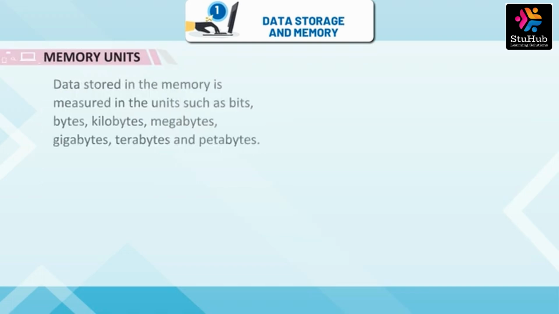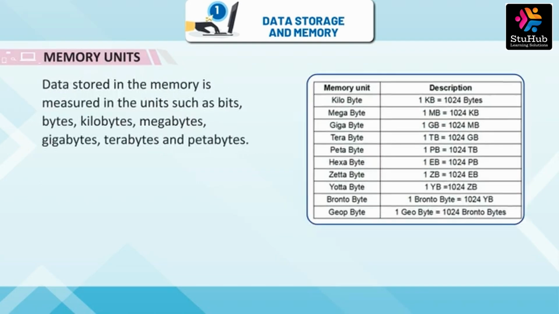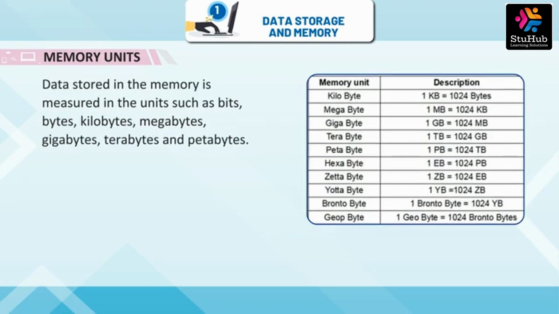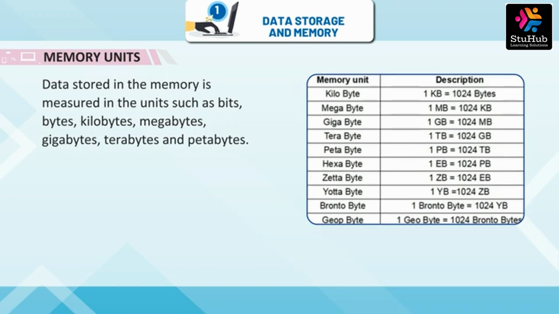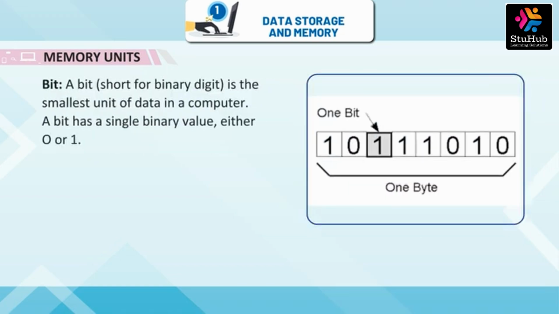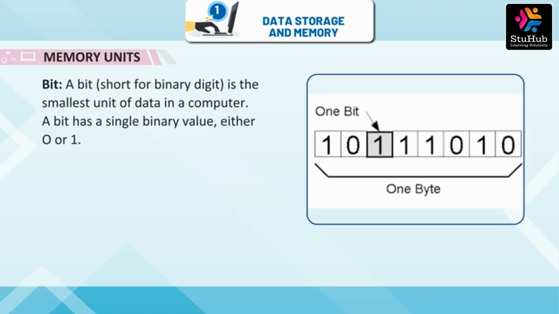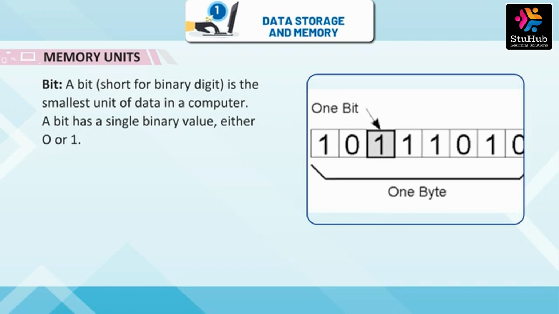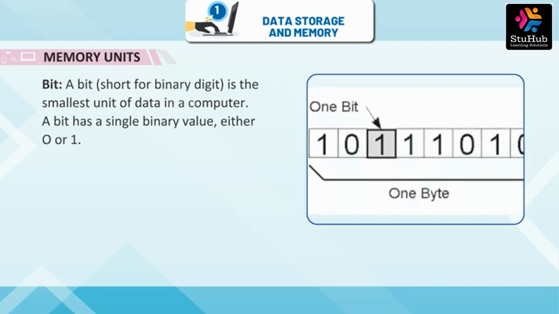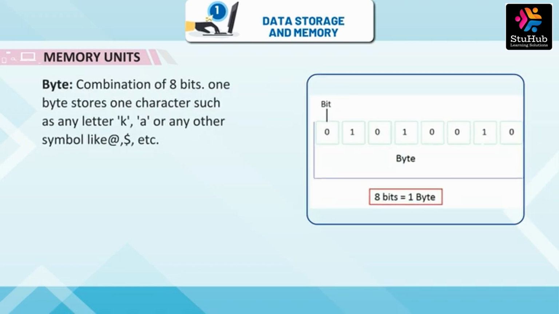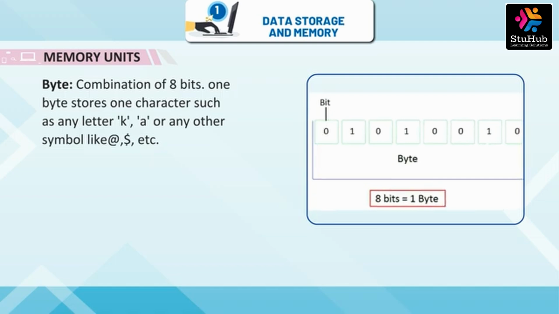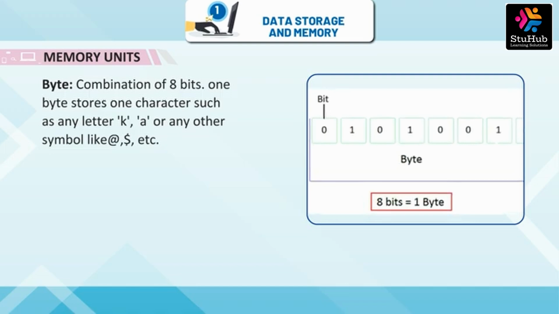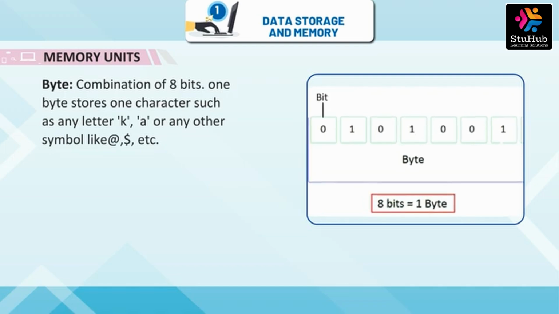Memory units. Data stored in the memory is measured in units such as bits, bytes, kilobytes, megabytes, gigabytes, terabytes, and petabytes. Bit. A bit, short for binary digit, is the smallest unit of data in a computer. A bit has a single binary value, either 0 or 1. Byte. A combination of 8 bits. One byte stores one character such as any letter K, A, or any other symbol like @, $, etc.